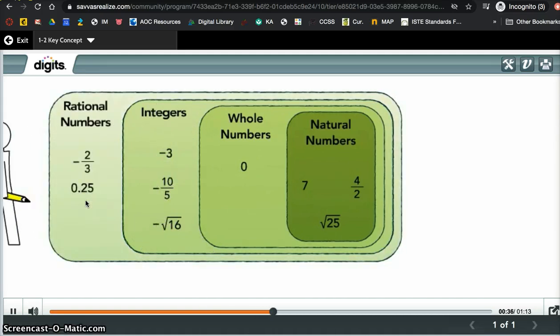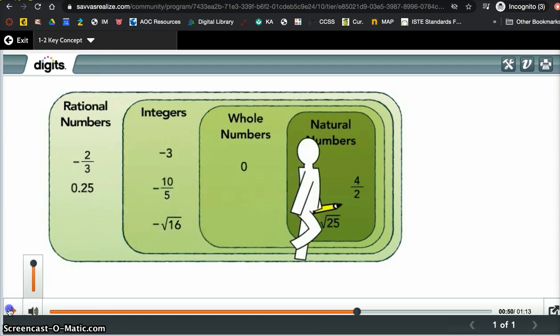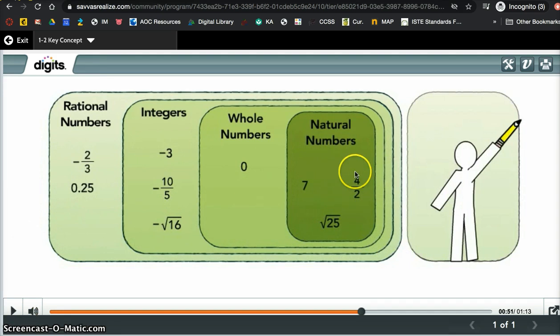The rational numbers are the set of all numbers that can be written in the form a divided by b, where a and b are integers and b is not equal to 0. So all integers, whole numbers, and natural numbers are also rational numbers. Okay, so we have the natural numbers here that are all able to be written as a fraction. The whole numbers can all be written as a fraction, and integers can all be written as a fraction. Therefore, all of these numbers are all rational numbers.